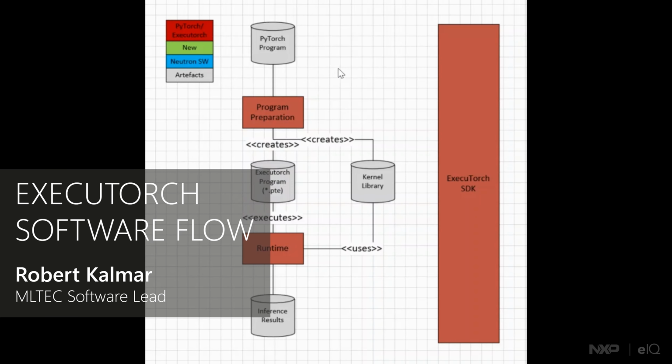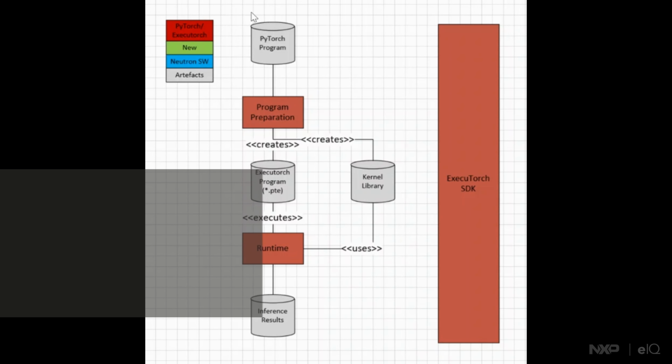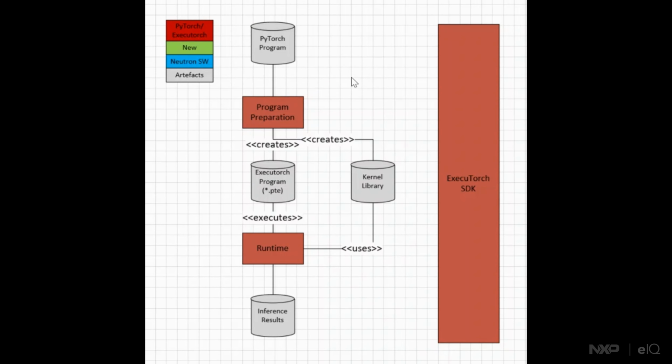Here is the overview of the ExecuTorch flow. Everything starts with an ML model in PyTorch, referred to as the PyTorch program. This is processed by ExecuTorch, which converts the model into the so-called ExecuTorch program. It is a file, typically with a PTE extension. Optionally, one builds a kernel library containing additional ML operators for the runtime if necessary.